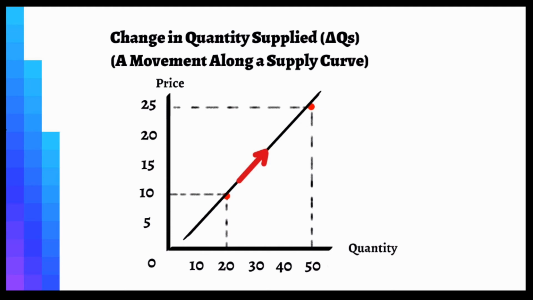A change in quantity supplied is a change from one price-quantity pair on an existing supply curve to a new price-quantity pair on the same supply curve. In other words, this is a movement along the supply curve. A change in quantity supplied is caused by a change in price.